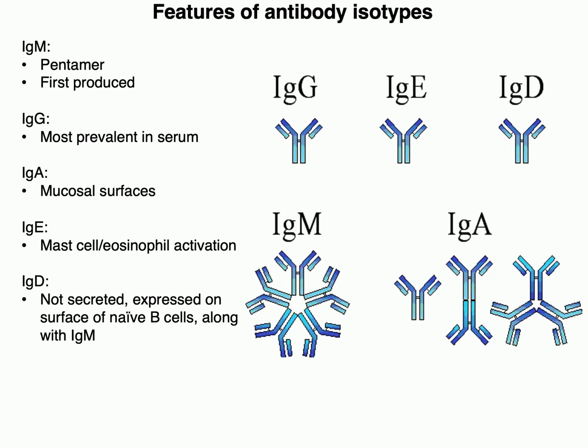This is a quick summary of some of the key features of these antibody isotypes. IgM is secreted as a pentamer and is the first antibody produced. IgG is produced later, but is the most prevalent in serum. IgA antibodies are the most prevalent at mucosal surfaces and are most typically secreted as a dimer. IgE is critical for mast cell and eosinophil activation, and IgD antibodies are not secreted but are expressed on the surface of naive B cells along with IgM.